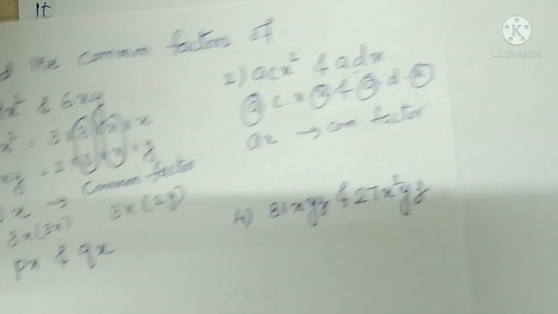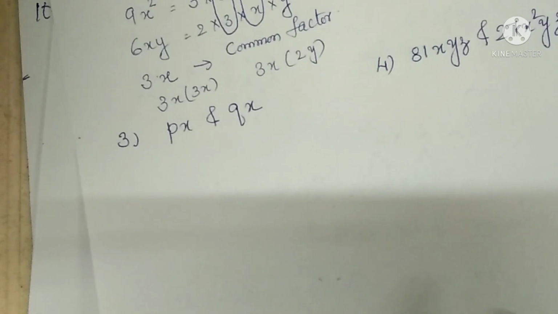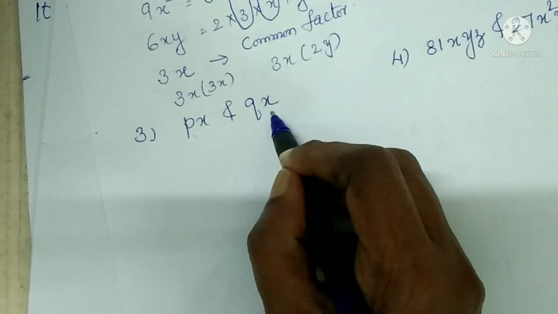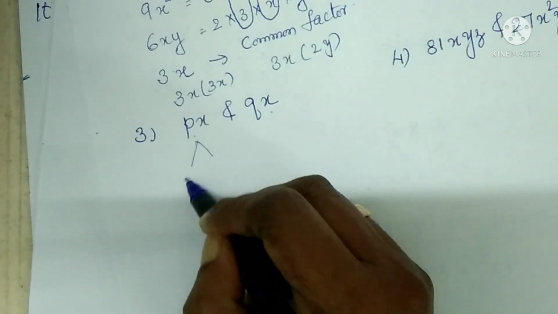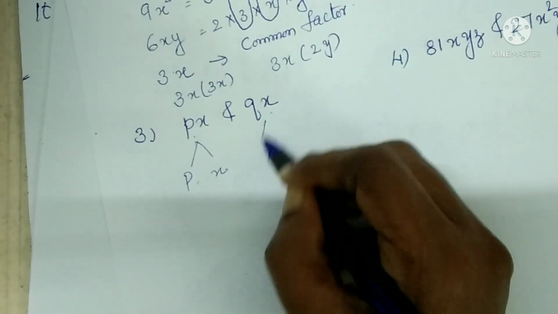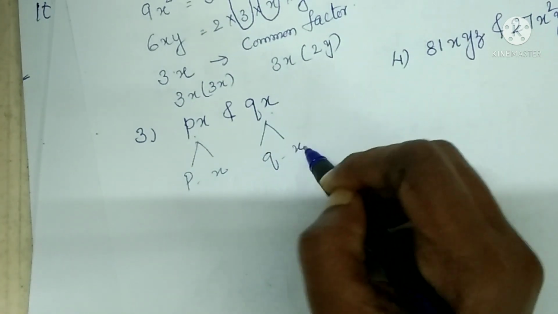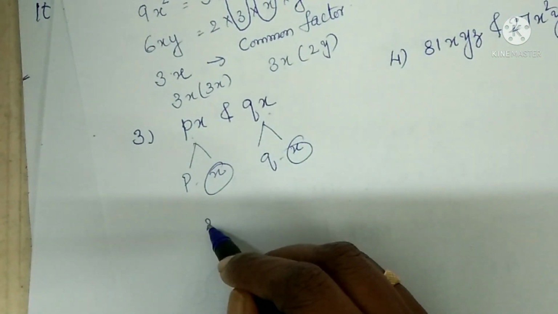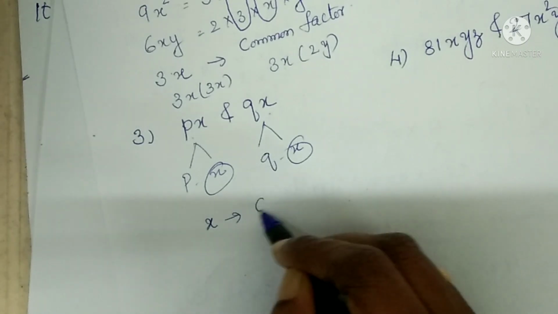So, from any 2 or 3 terms, how do we take the common factor out? Here you see px and qx. Here the factors are p into x, and here the factors are q into x. So, what is common here? x is common. So, x is the common factor.